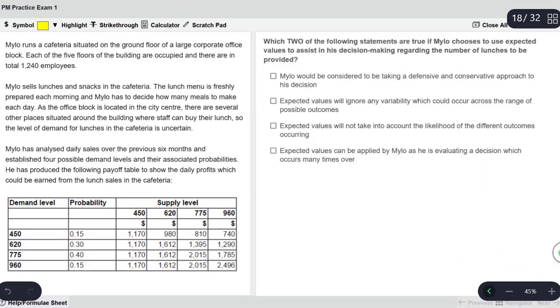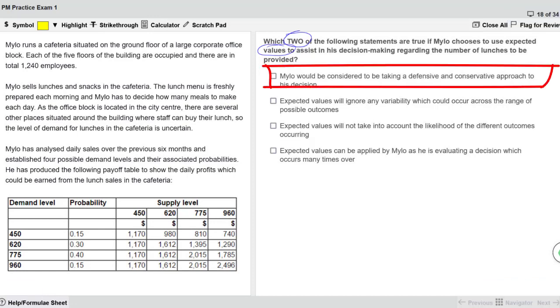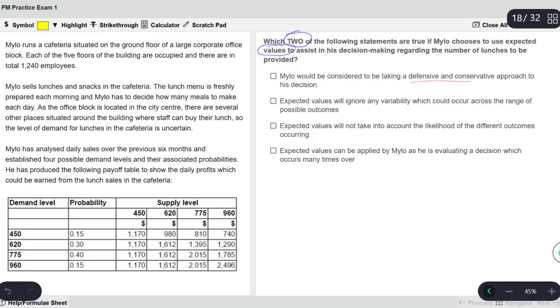We're looking for 2 correct statements related to expected values. That is the decision-making tool for the risk-neutral decision maker who will rely upon the probabilities. Right off statement 1: Mylo is taking a risk-averse, a defensive or conservative approach to the decision. That, guys, is false. That would be maximize the minimum profit. Don't like the first statement.